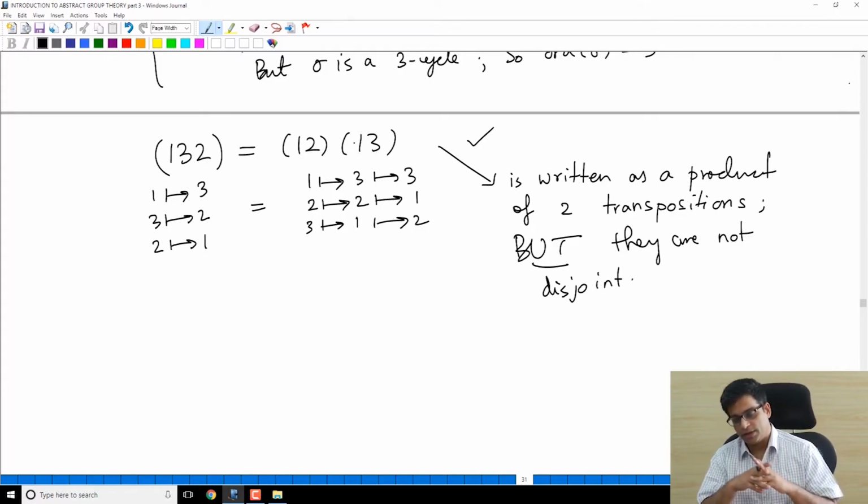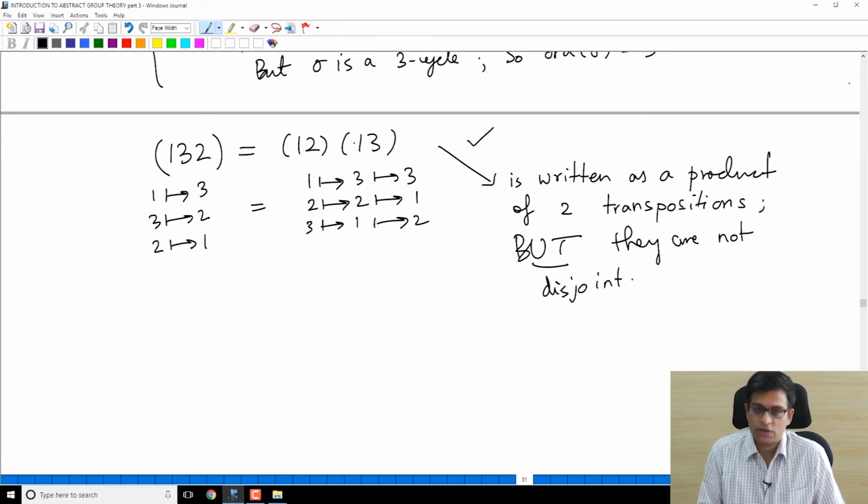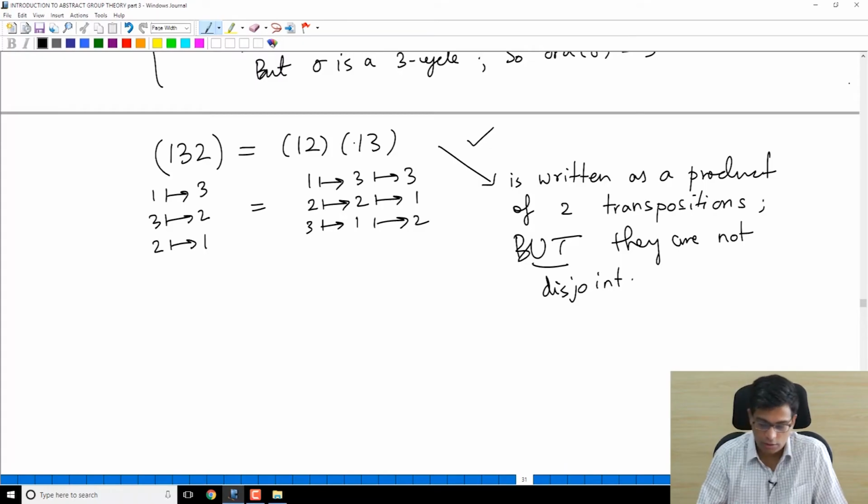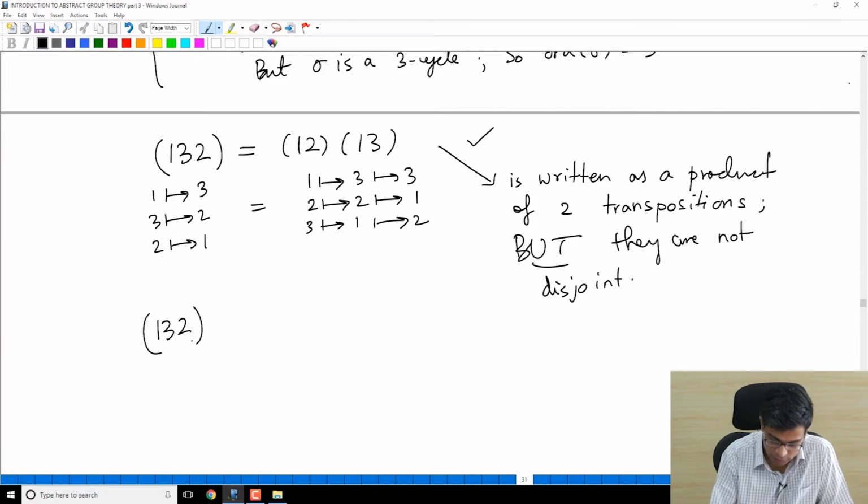I didn't mention this earlier because we don't need it, but when you write a permutation as a product of disjoint cycles, that product or decomposition is unique. It is not at all difficult to show that, because they are disjoint cycles. You can't have another decomposition into disjoint cycles. However, because we cannot have a disjoint product of transpositions, this product into transpositions is not unique. Okay, so (1 3 2) also happens to be (1 3)(3 2).